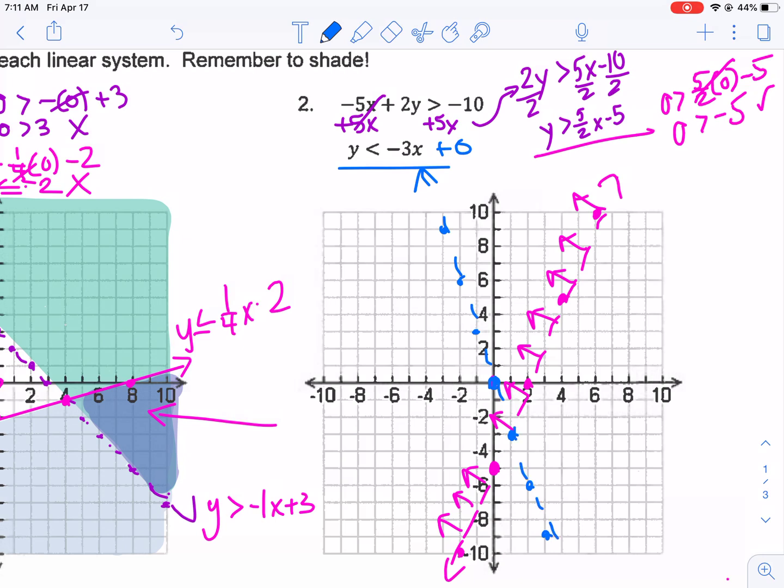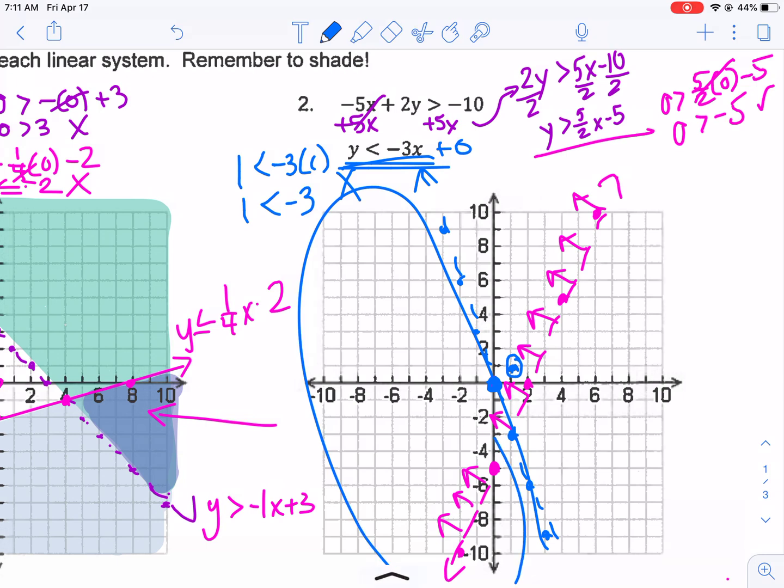Okay, now I can't use 0, 0 to test this inequality because the line goes through 0, 0. So let's choose 1, 1. Okay, so I'm going to test the point 1, 1. 1 is less than negative 3 times 1. Is 1 less than negative 3? No, it's not, which means that this test point is not in with my solutions. So my solutions would be all over here. I'm going to indicate that with arrows.